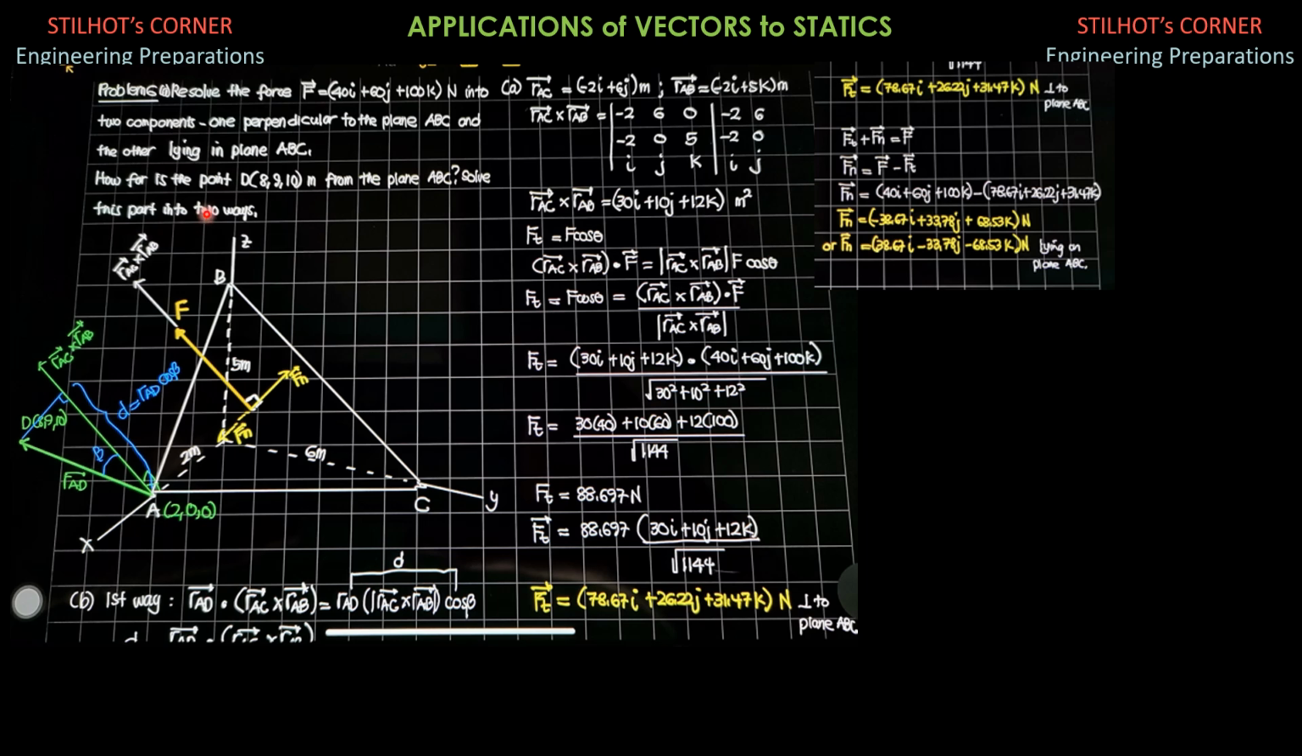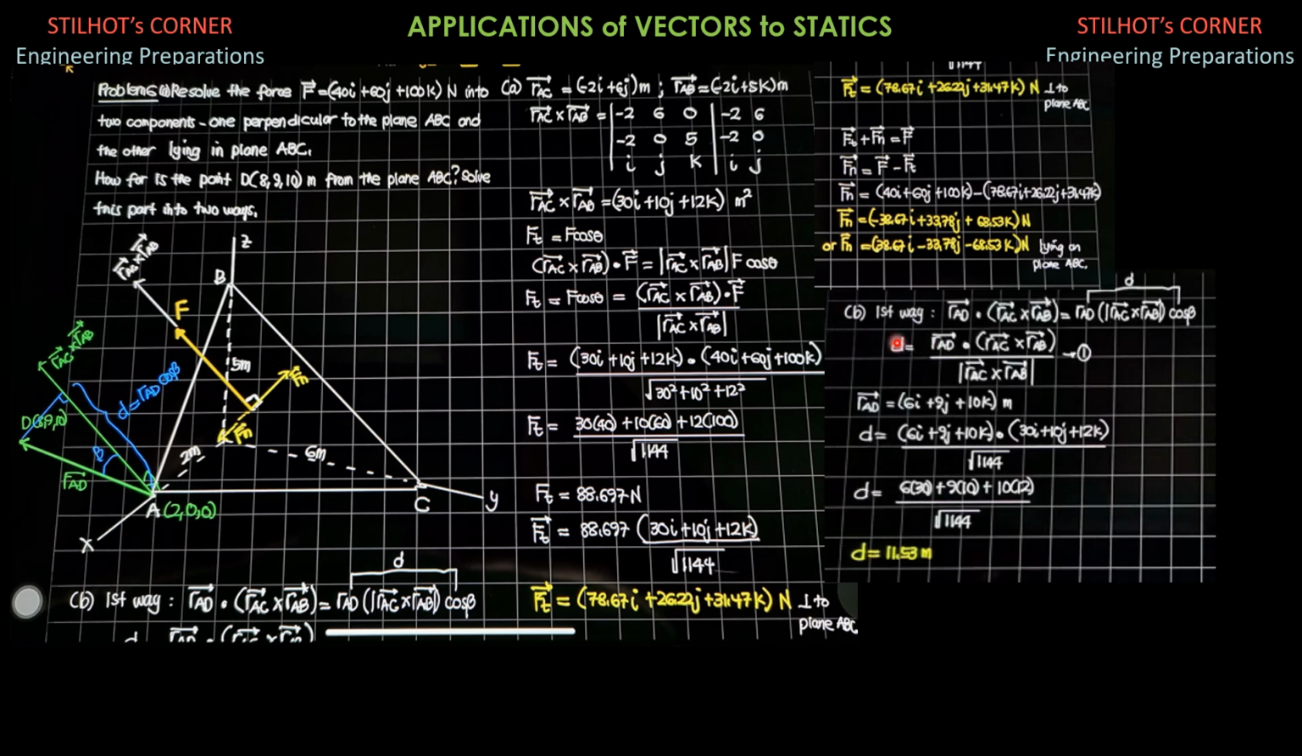Then for this problem here, how far is the point (8, 9, 10) meters from the plane ABC? We solve this part in two ways. For this part here, here is the solution. We already have this vector, and we define another vector from this point A to D. You can, as I said, make B the center, or C the center, and define RBD and RCD as other vectors, and solve this problem again and compare the results with the answer presented here.